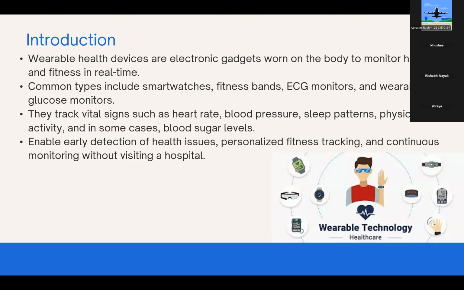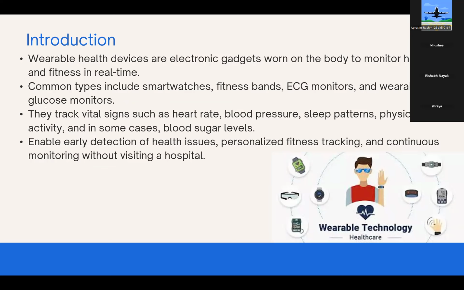Let's begin with the introduction. What are wearable devices? Wearable health devices are electronic gadgets that we wear on the body to monitor health in real time. They're a blend of technology and healthcare designed to give us continuous updates about how our body is functioning. Some common examples include smartwatches, fitness bands, continuous glucose monitors, ECG devices, and even smart rings.